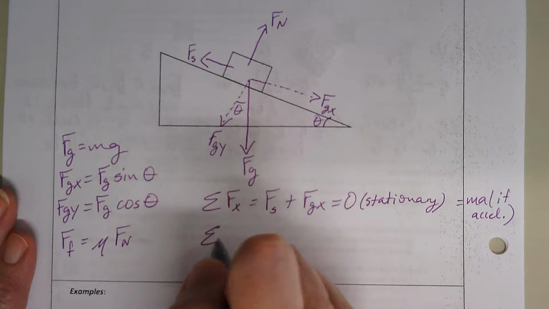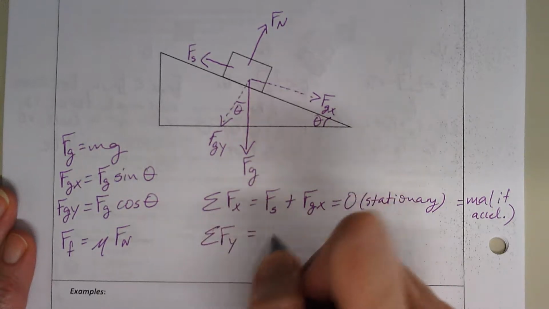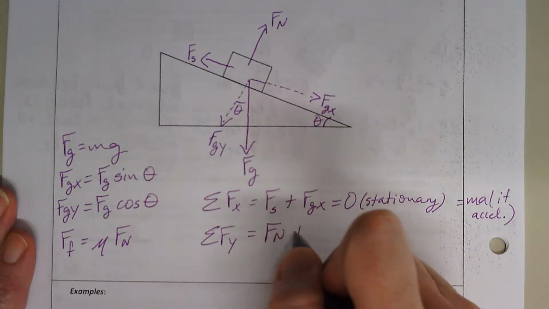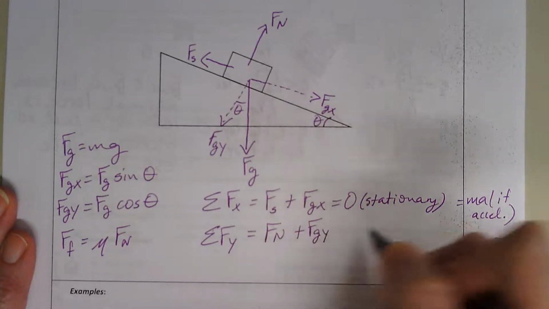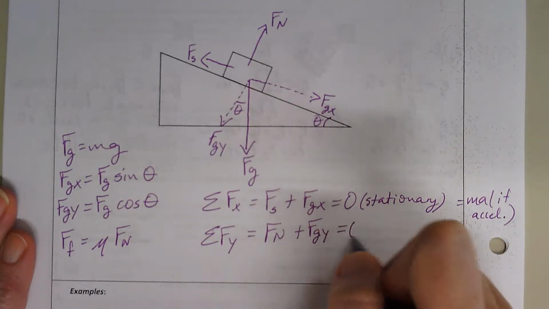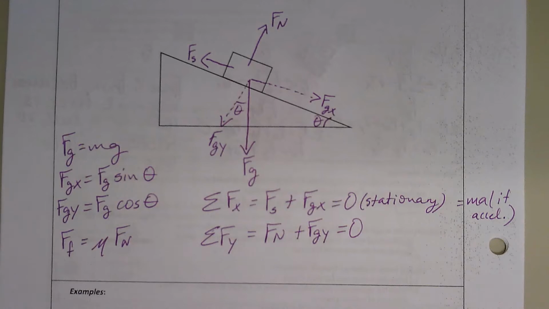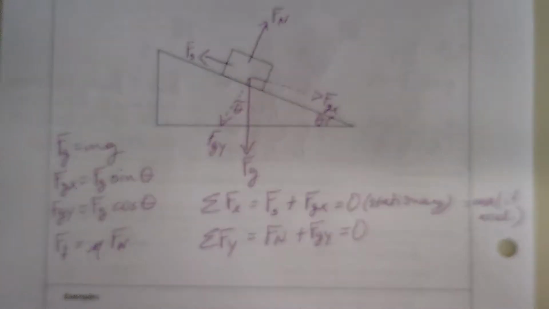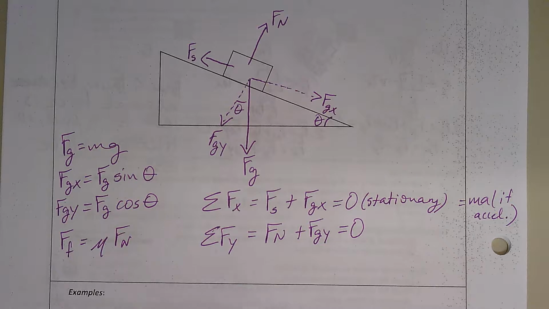Your F net in the Y is just normal plus FGY, and that's going to be 0 pretty much all the time because it's not hopping up and down off the incline. It's not going up and down. It's just going side to side. It's just doing things horizontally. Okay, that's all. So knowing all of that, let's jump in and do a little math.